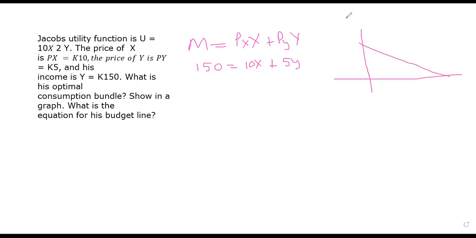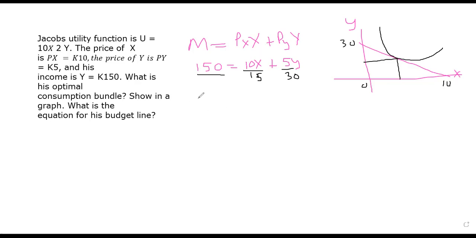So to sketch this, our y is here, our x is there. It means it will cut the y axis at 10 into 150, that is 30. So we put 30 here. 5 into 150 is 30, and 10 into 150 is 15. So we put the 15 there. So what basically we want to find is where the indifference curve kisses the budget line to optimize consumption.